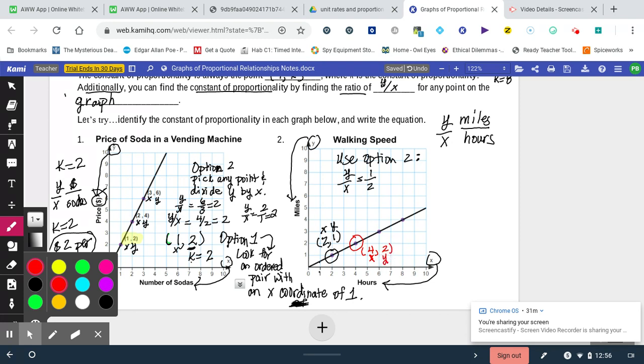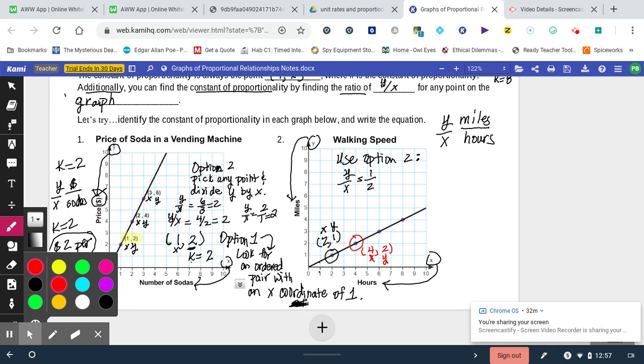Remember, although the constant of proportionality or the unit rate is y divided by x, the ordered pair is x and then y. They're opposites of each other, okay? You don't put y then x in an ordered pair. Y divided by x is for the unit rate or the constant of proportionality. The ordered pair is x and then y for the coordinates.